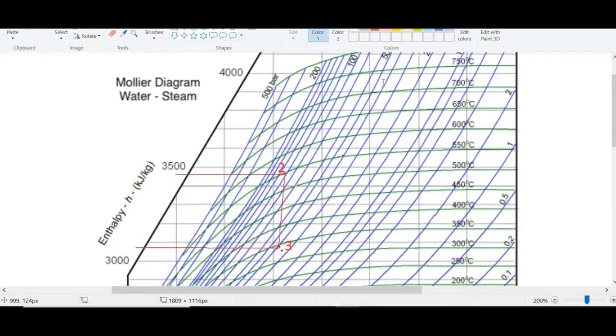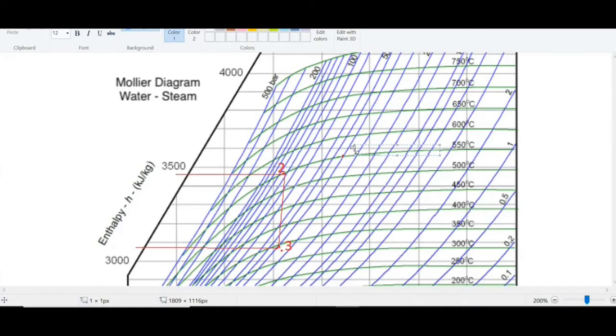So here this is the line for 40 bar. And temperature is given, that is 550 degrees Celsius. So this point after reheating, that is the point 4. So we will write here, this is the point 4. Now for this point 4, what is the enthalpy? So enthalpy at this point 4 is nothing but H4.